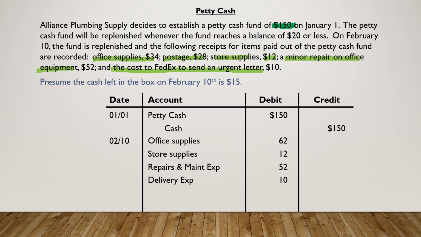Our entry's credit goes to cash, which will be $135. The difference between the fund balance and the amount of cash in the box.